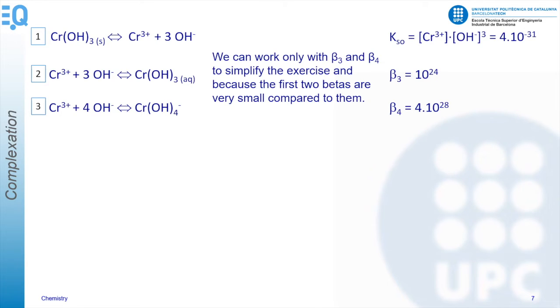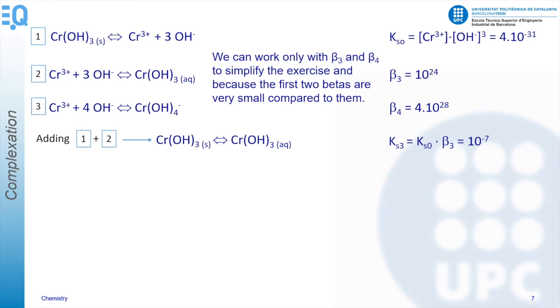Working with betas, we have more unknown values than equations. However, working with Ks, we can solve the system. In a previous slide, we saw the existing relationship between these two. The value of beta 3 and its constant is known, as well as beta 4. What happens if equations 1 and 2 are added?